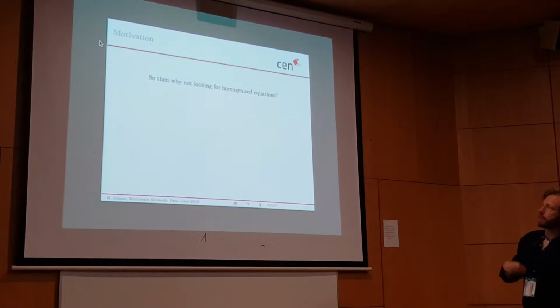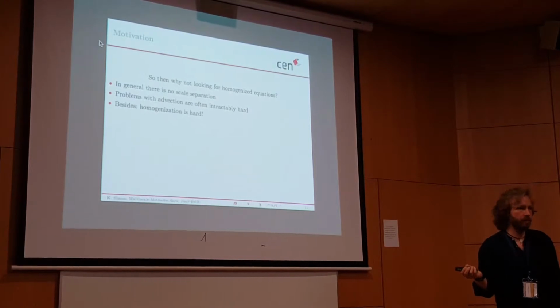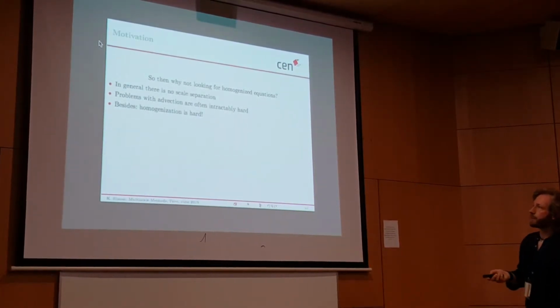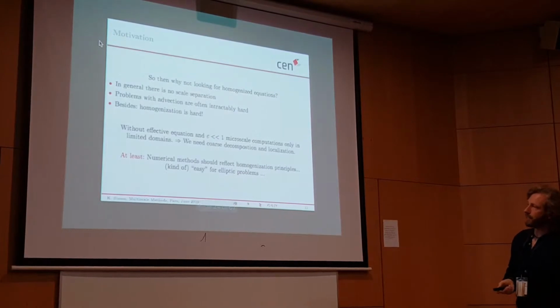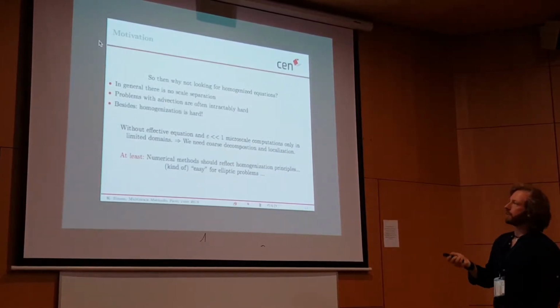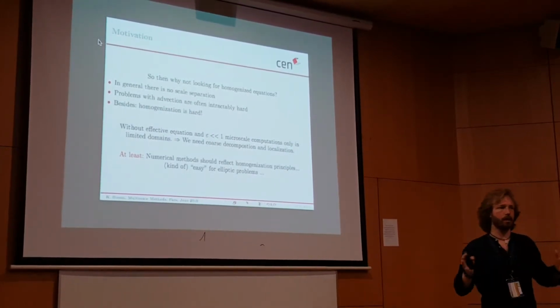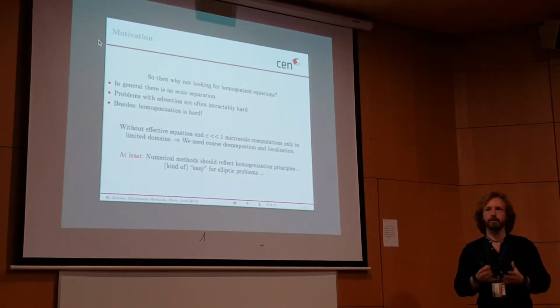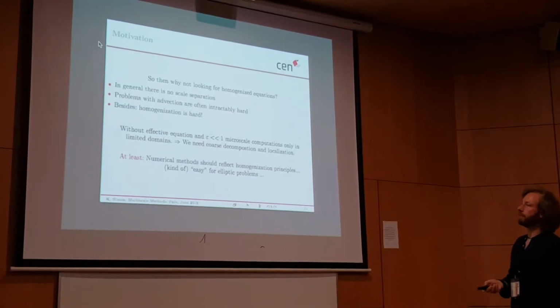Okay, so then why not look at homogenized equations for climate models? First of all, in general, you don't have a scale separation. That's problem number one. The next problem is that advection problems are often inherently hard, and besides, homogenization is very technical. So what you're left with, if you don't have an effective equation, is a large range of scales, so this epsilon is much smaller than 1. To come up with an effective numerical simulation, you have to do some micro-scale computations only locally. That's the only option that you have.